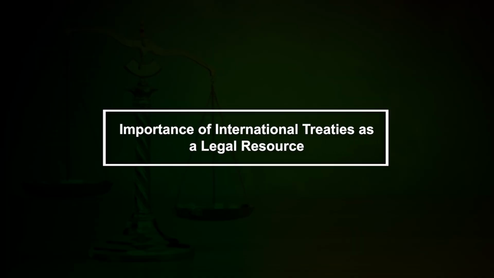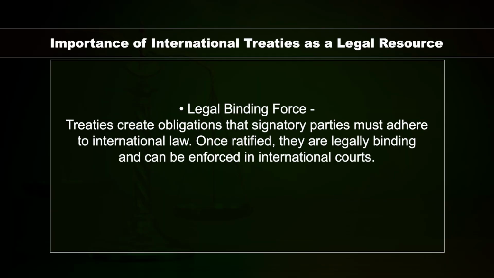Dear students, it is pertinent to know about the importance of international treaties as a legal resource. International treaties are critical legal resources that play a significant role in the global legal framework. Here is an overview of their importance and function. Legal binding force: treaties create obligations that signatory parties must adhere to under international law. Once ratified, they are legally binding and can be enforced in international courts.